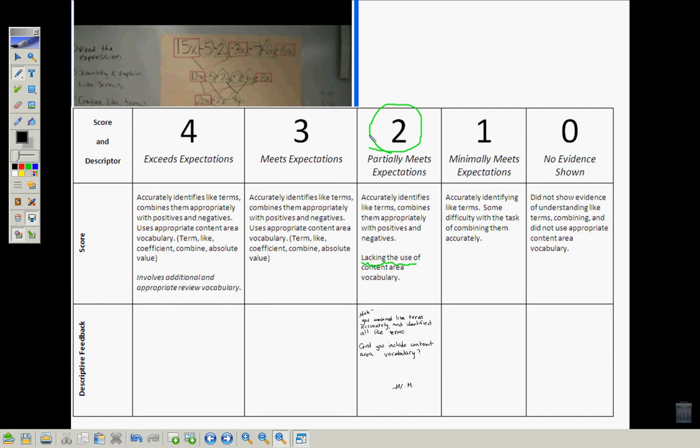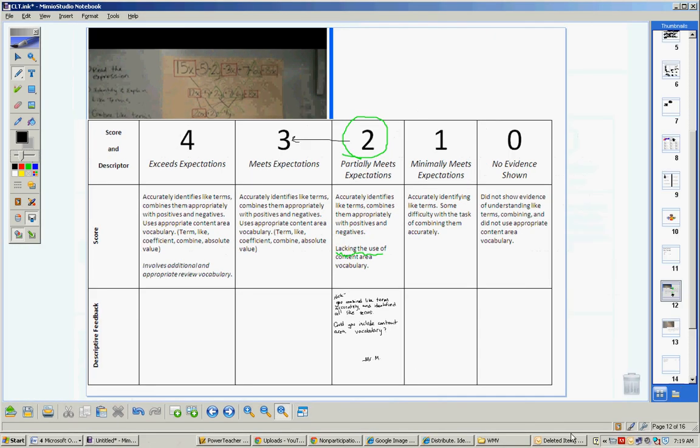How to move from a 2 to a 3. And if you're ever not sure about how to do that, it's usually right in the language here. So if a 2 says you are lacking the use of content area vocabulary, and 3 says that you need to use appropriate content area vocabulary, that gives you your instruction right there. But I'm also taking a moment to provide you with some feedback here. So I hope that is helpful. That is the evaluation.